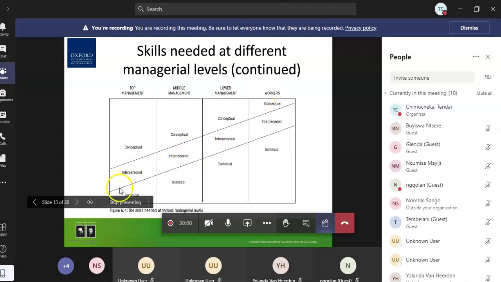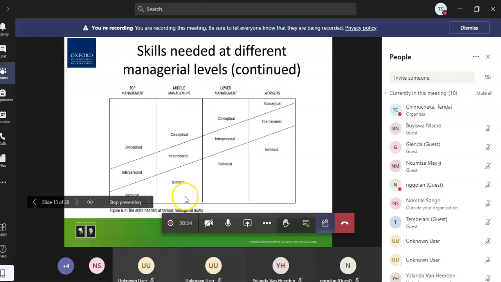However, when it comes to interpersonal skills, I think you should pick it up now on this slide that all levels of management, including the employees or the floor workers, they all need interpersonal skills. Everyone needs interpersonal skills. You need to have the ability to interact and relate with other people. So you need those interpersonal skills.